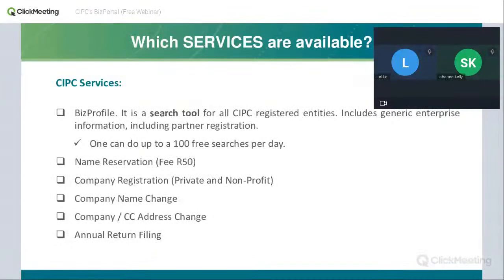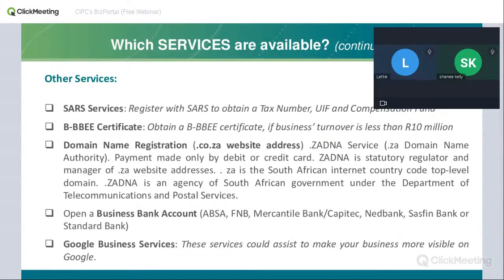Which services are available? The Biz Profile platform is also used as a search tool for all CIPC registered entities. One can do up to 100 free searches per day. Name reservations can be done for a fee of 50 Rand. Company registration for both private and non-profit companies, company name change, company address change, and annual return filings.